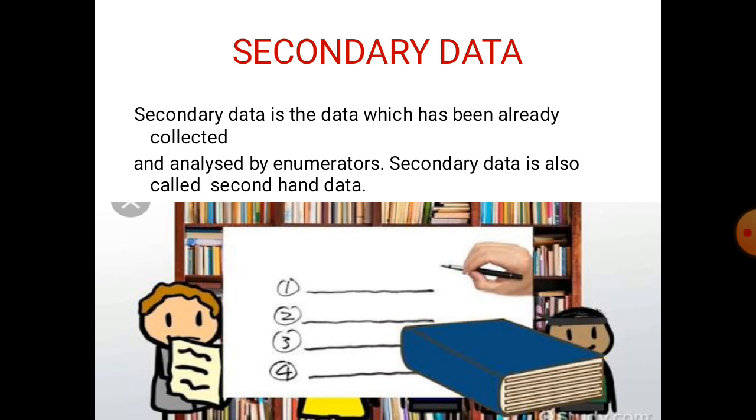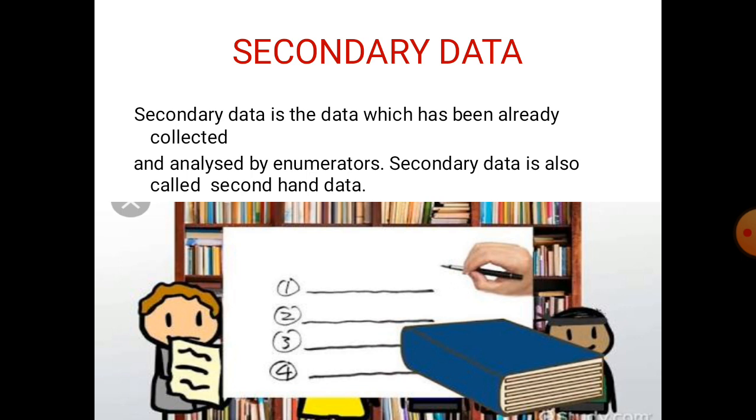Now we will see secondary data. In the beginning of the chapter itself, we have seen there are two types of data: primary data and secondary data. The primary data is the data which is collected for the first time by the investigator. That's why it is called first hand data. Now what is this secondary data? Secondary data is the data which has already been collected and analyzed by the enumerators. Secondary data is also called second hand data. So it is not collected for the first time. This data is collected by someone other than the user.